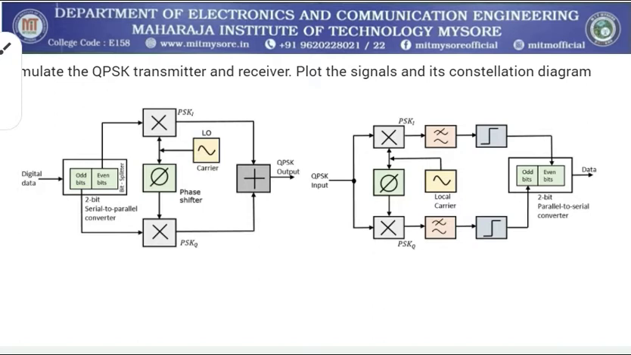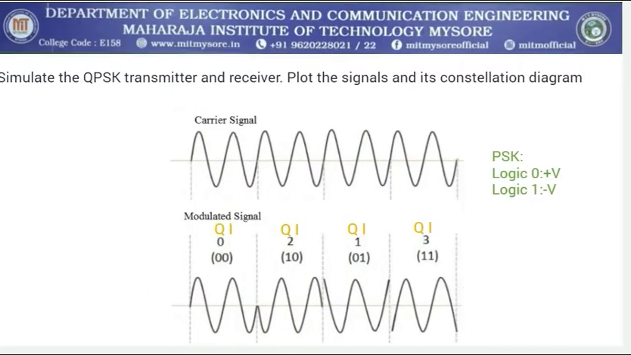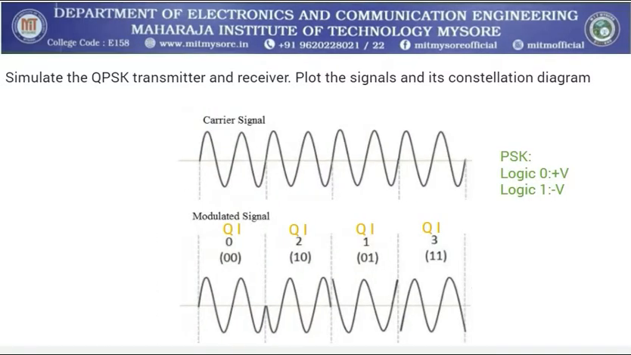Now we'll look at the theoretical perspective of how exactly this will be done. We are going to give the carrier signal. As we are aware, we have something by the name PSK. In PSK, if the message bit is 0, you're going to get plus V, and if your message bit is 1, you're going to get minus V. That was the theory that we have learned, and that is what we are going to prove.